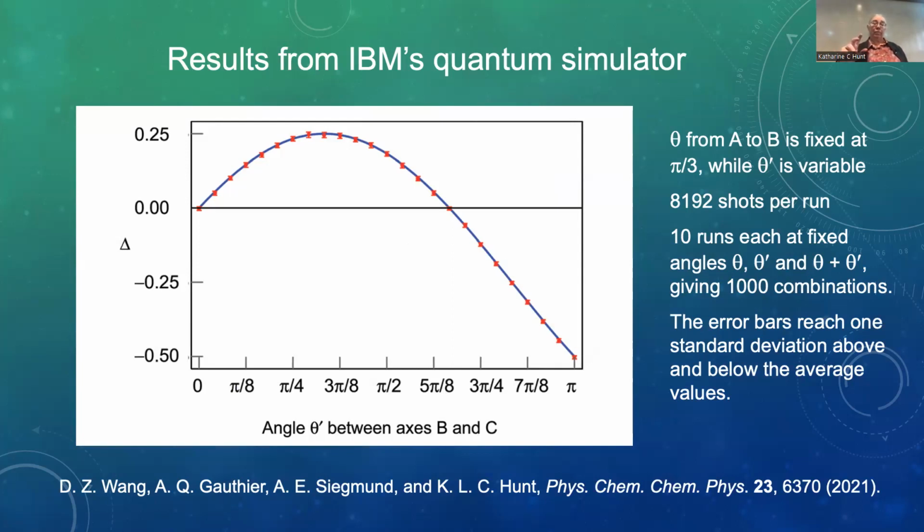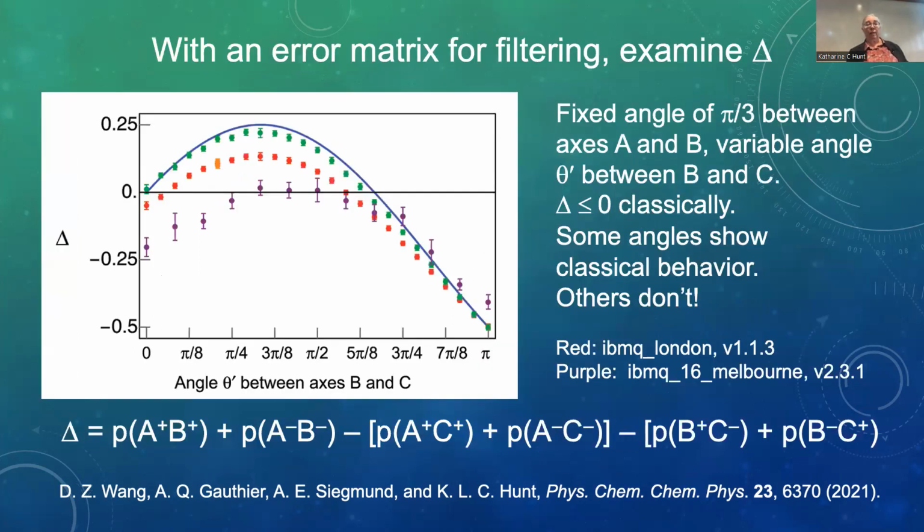The way that we arranged it, we used 10 runs at each of the angles theta, theta prime, and theta plus theta prime. And then we combined them in all possible combinations. So we had 1,000 different combinations overall. The error bars that are shown go 1 standard deviation above and below the average values. So this is what you get with an error matrix that takes the filtering into account.